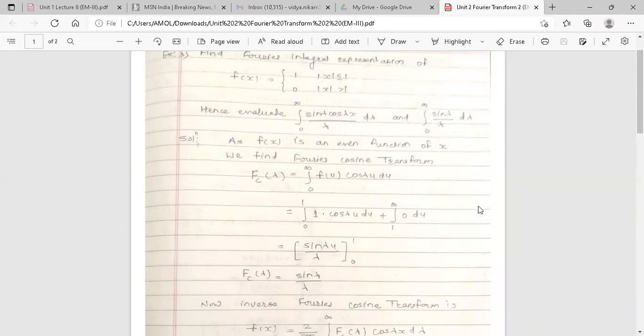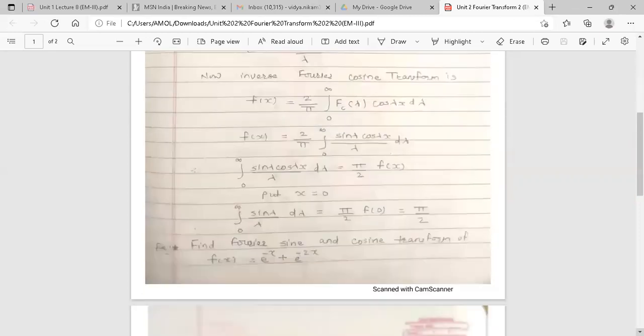There is one deduction also: hence evaluate the integration over 0 to infinity of sin lambda upon lambda d lambda. Now in this integral we want to remove this cos function. If we remove this cos function, then we have the value of the integral from 0 to infinity of sin lambda upon lambda. Now, how to remove that cos function in this result? If its value is 1, then we have the value of this integration. How to make the value of the cos function 1?